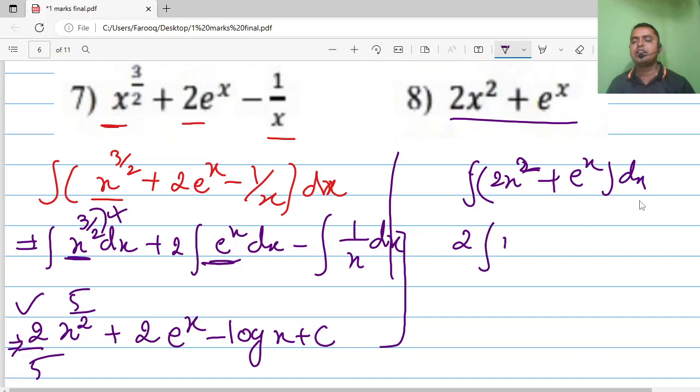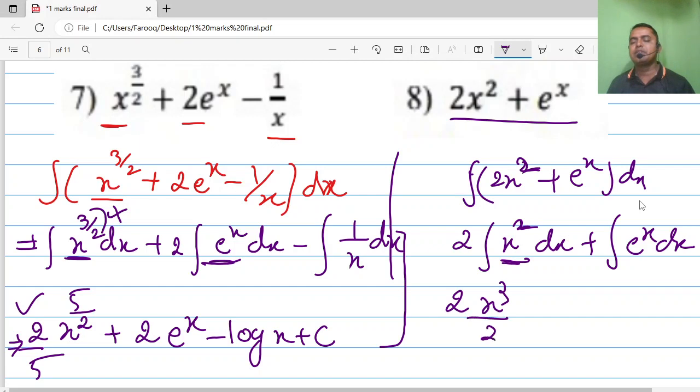Take 2 outside: integration of x square dx plus integration of e raised to x dx. 2 as it is, integration of x square is x cube divided by 3, plus integration of e raised to x is e raised to x plus c, the constant of integration.